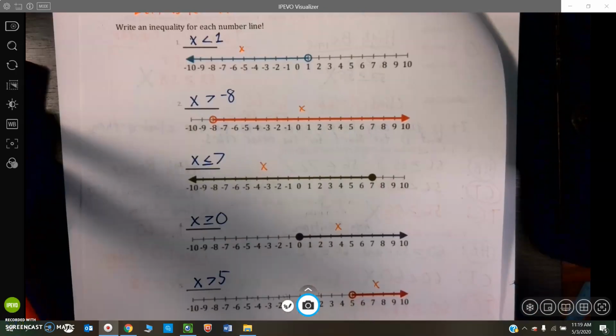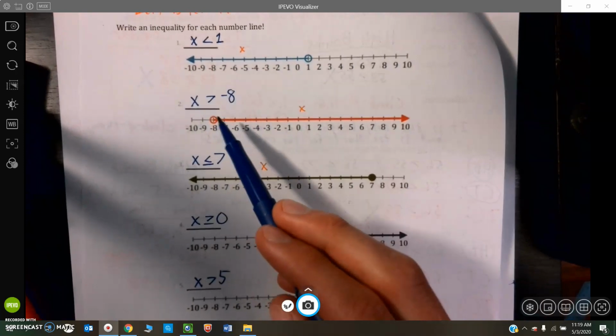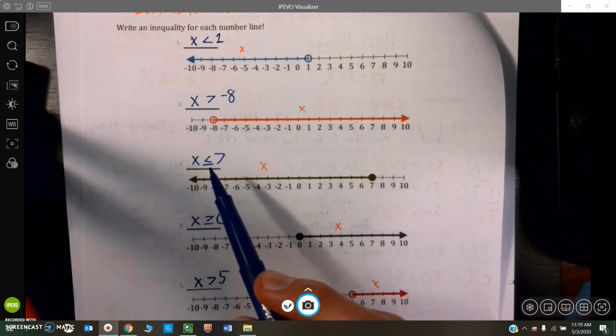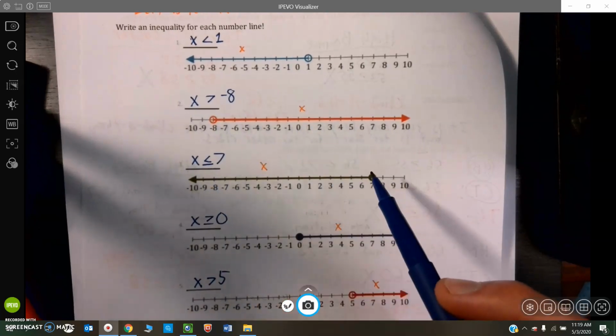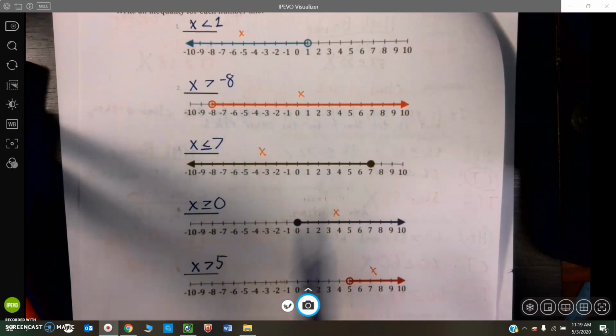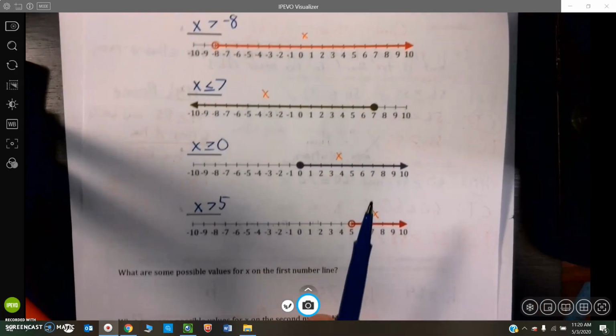Alright, so here are your answers. So x is greater than -8. So once again, it starts at -8 and goes to the right. X is less than or equal to 7. It starts at 7 and the numbers get smaller. Left is less. And once again, this one's or equal to, because since that dot is colored in, that means 7 would also be an okay value.